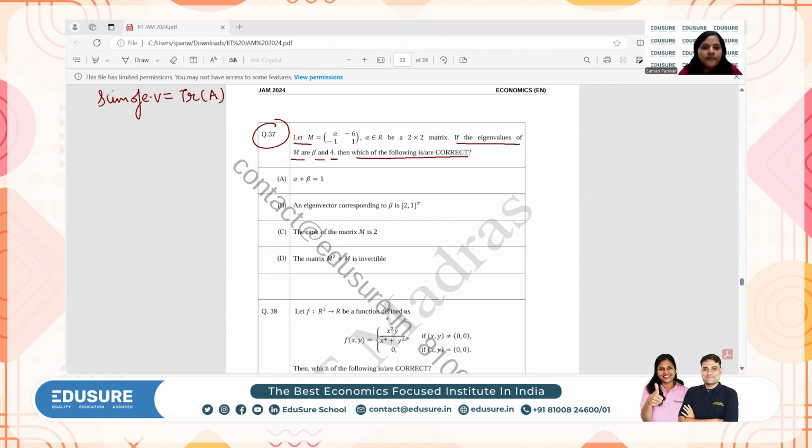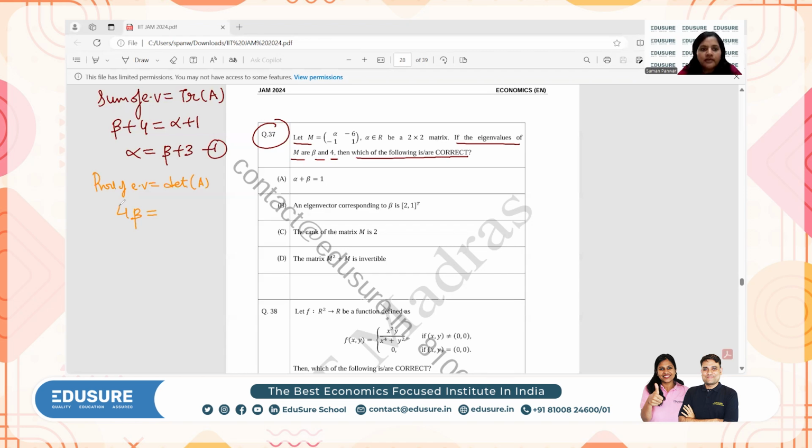So eigenvalues are beta and 4. So beta plus 4 is equal to alpha plus 1. So alpha is equal to beta plus 3. This is equation number 1. Then we also have product of eigenvalues is equal to determinant of the matrix. So product of eigenvalues is beta and 4, so that is going to be 4 beta, and determinant of A.